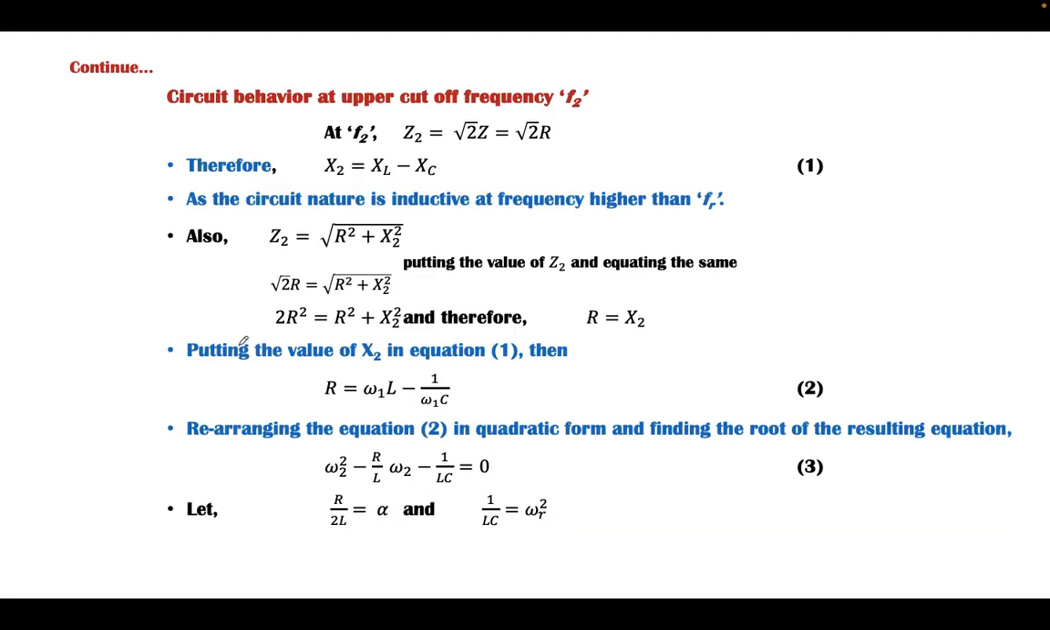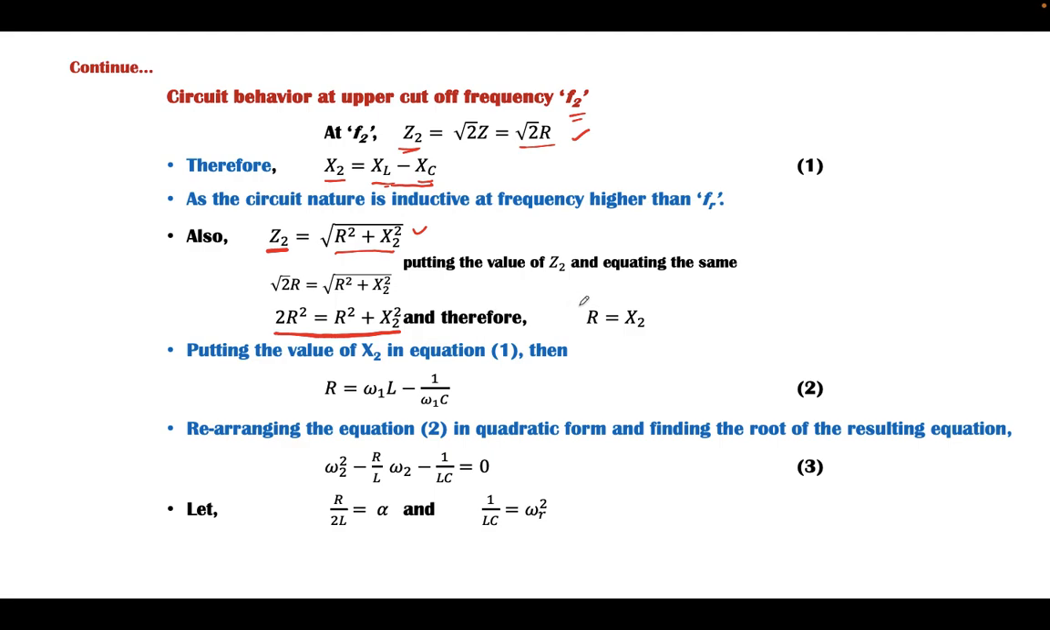Similarly, we can determine the roots of the equation at the upper cutoff frequency. At the upper cutoff frequency, again Z2 will be equal to root 2 times R, and X2 will be equal to XL minus XC, because at resonant frequency these two were equal, but when the frequency is increasing, the effect of XL will be more as compared to XC, and hence the resultant value will be XL minus XC. Putting the value of Z2 at F2, Z2 will be equal to the square root of R square plus X2 square, and equating these two equations, we have the resultant equation as this one.